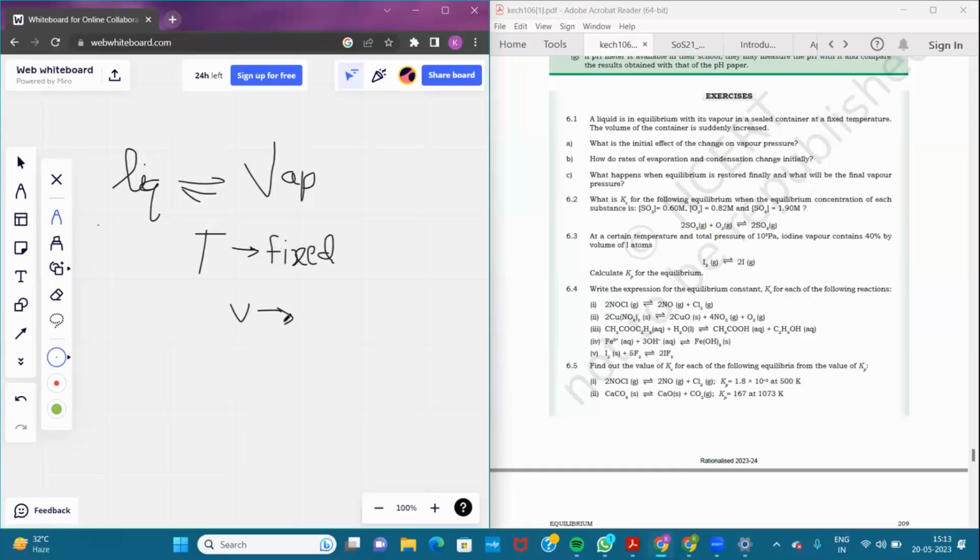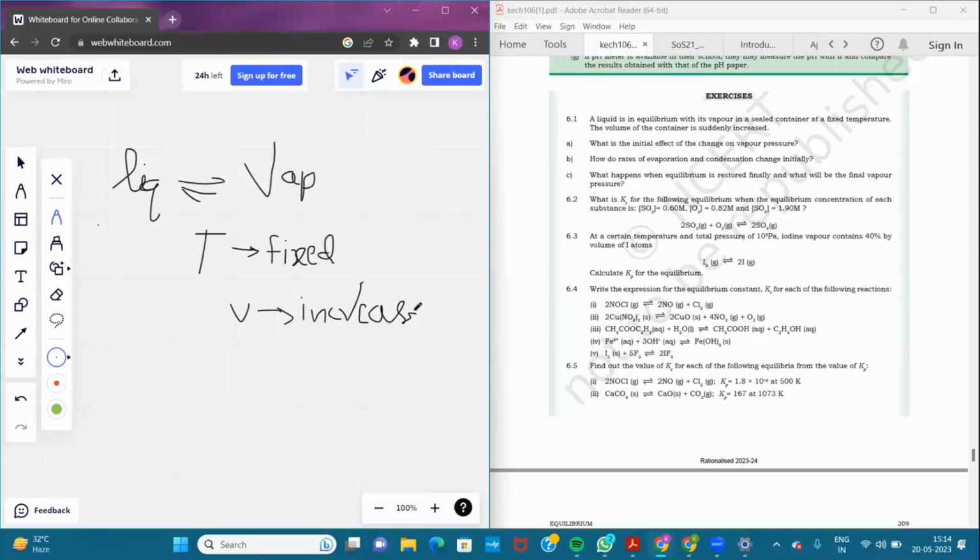Volume is increased than before. So the vapor has more volume to exert pressure. So the vapor pressure will be less initially, and the rate of evaporation would be more. As volume is more, surface area available for the liquid to evaporate will be more. Therefore, the rate of evaporation is greater than before.